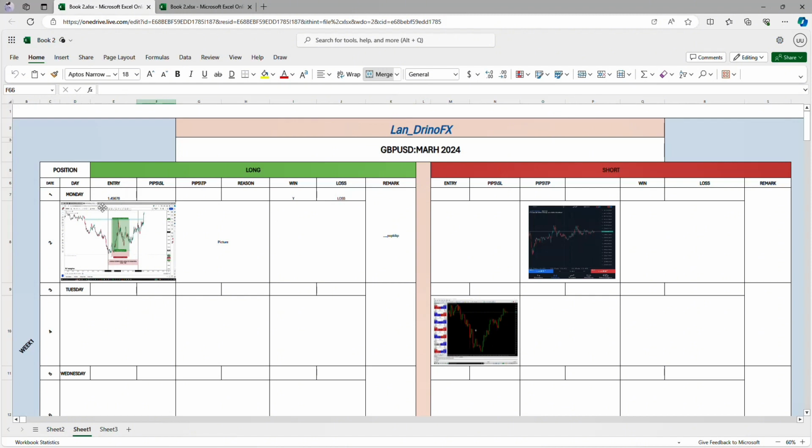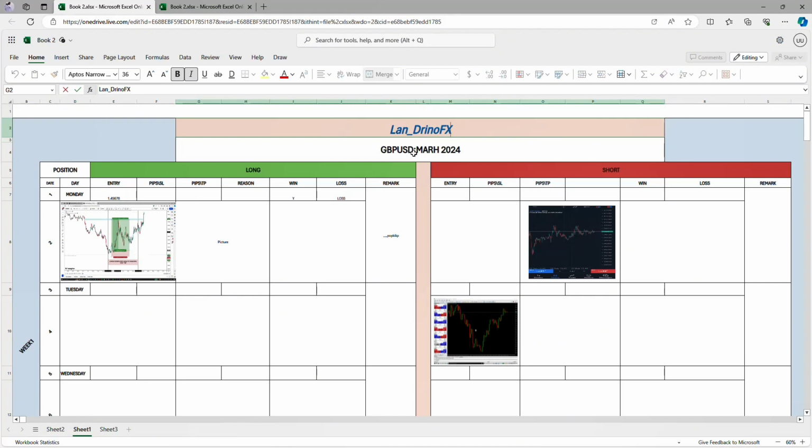So the first thing you will do, when you come over here, is write your name here. It's editable, you can simply type your name here. You see I have my name over here. But with this worksheet, you are only going to be able to trade one currency pair. For example, you see here we have GBP USD. So any currency pair of your choice, you are going to use it, but it should only be one.